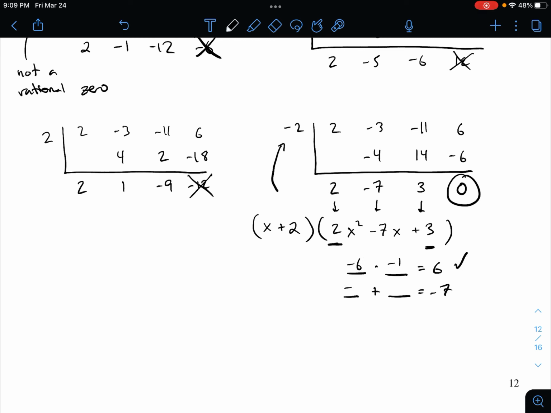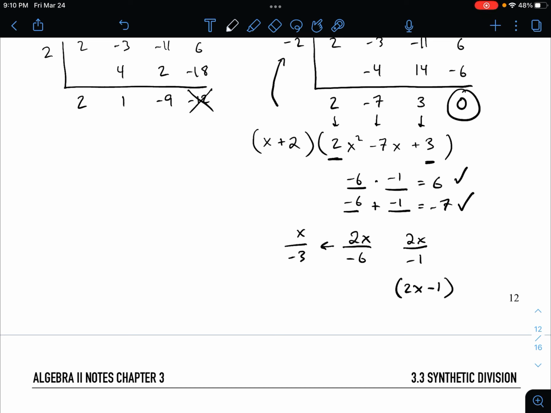And then we can't simplify the 1 on the right, so that's just a 2x minus 1. But we can simplify this, right? This is just x over negative 3 when I reduce it by a factor of 2. So that gives us x minus 3 as the other binomial. And if I look at all my binomials, I'm going to bring this one down here. We've got an x plus 2, we've got an x minus 3, and we've got a 2x minus 1.